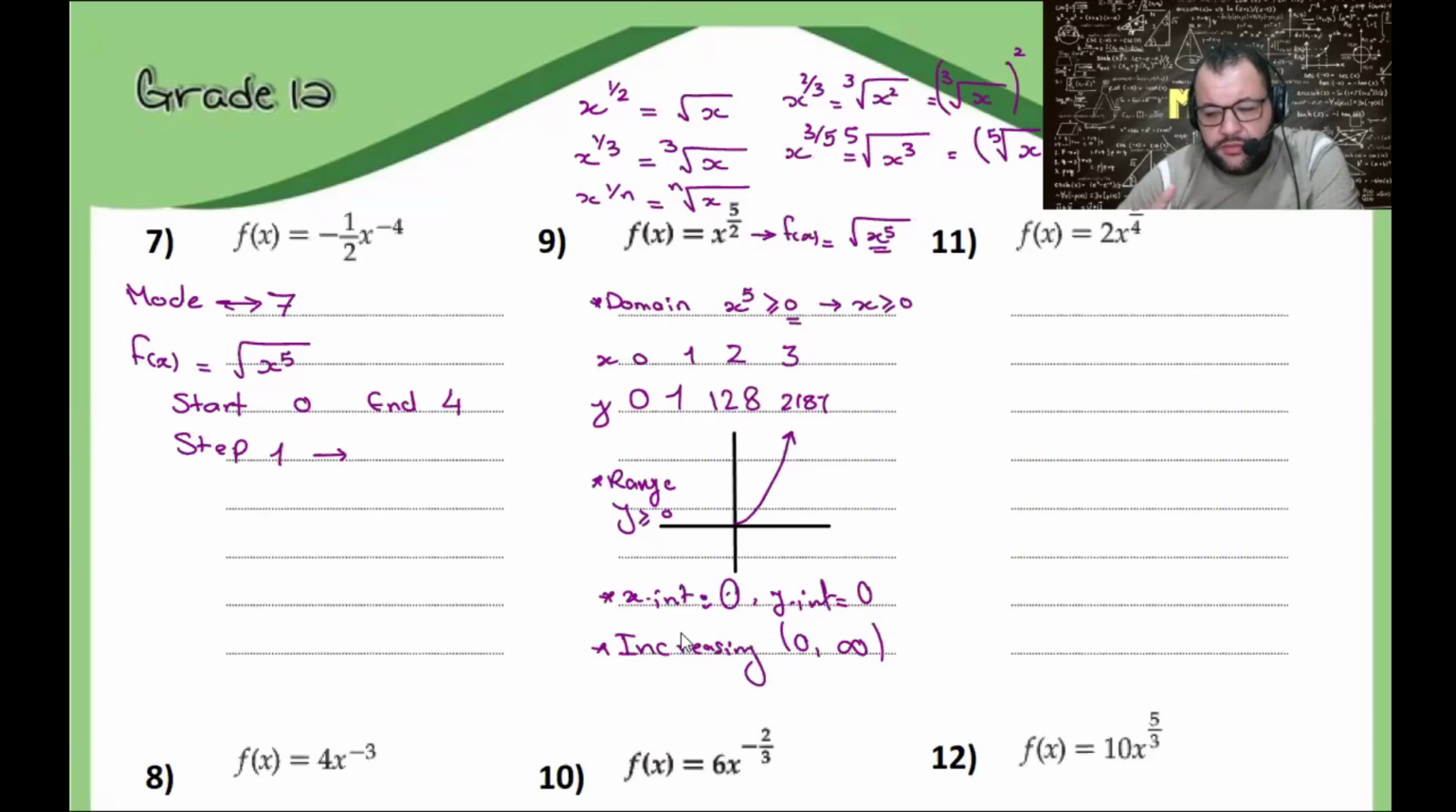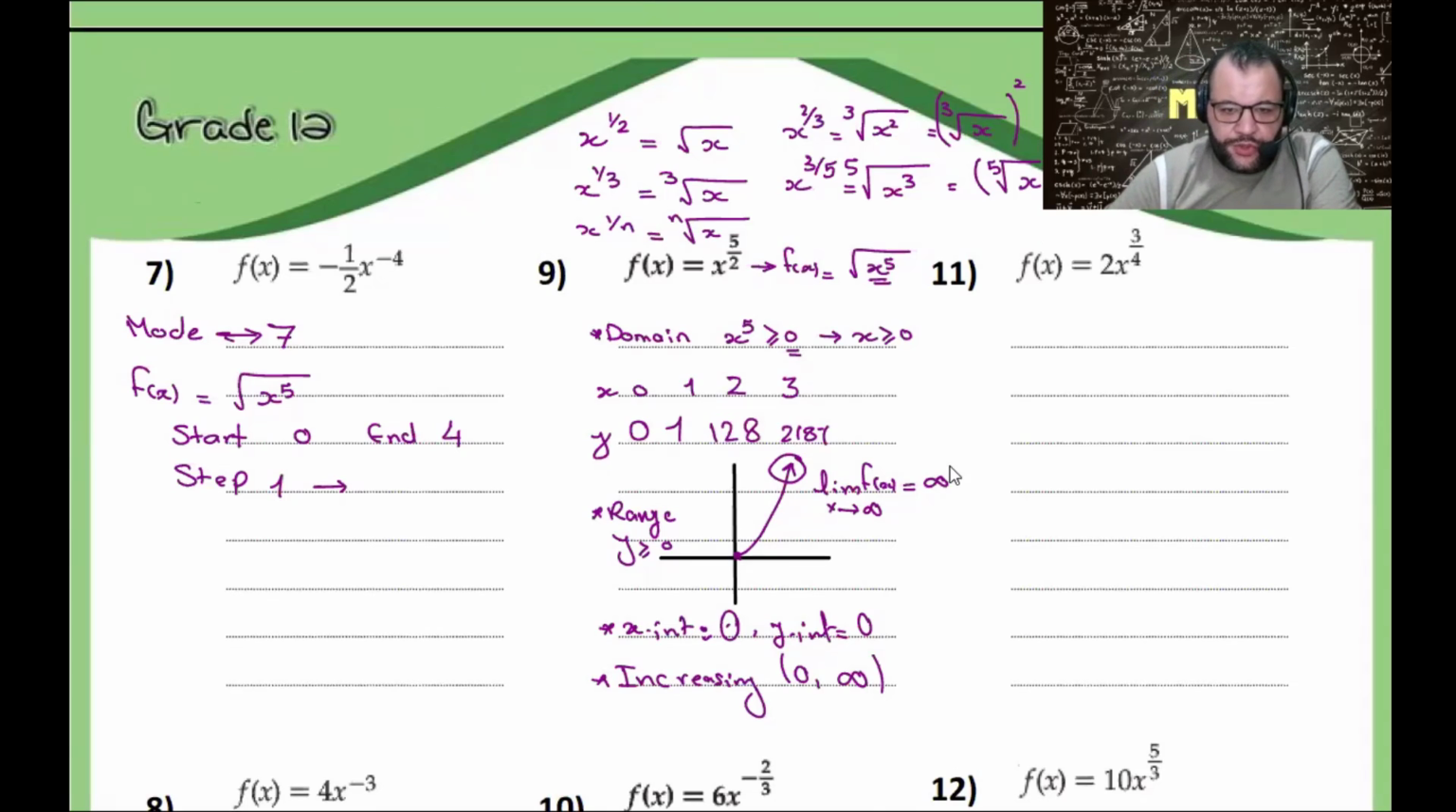Yes, we have only one limit because we have a starting point, but there is no end. So we need to study the end. So we can say that the limit when x approaches positive infinity, the function approaches positive infinity. Do we need to find any other thing? Increasing, decreasing, continuity. There is nothing more. Okay.